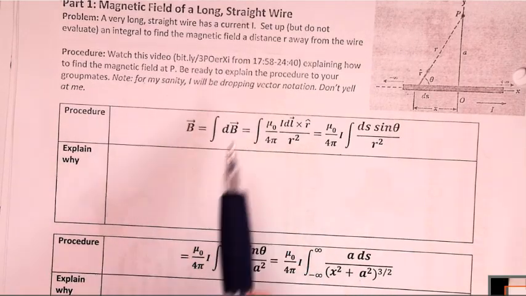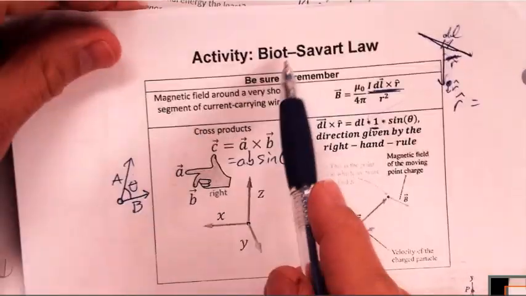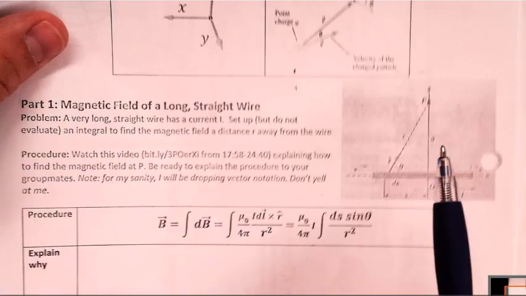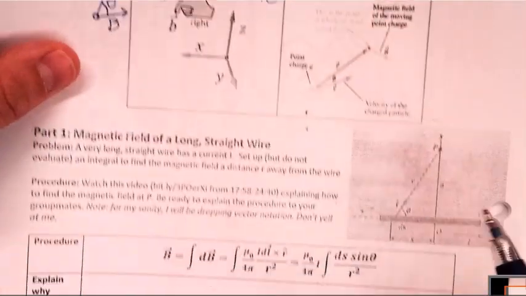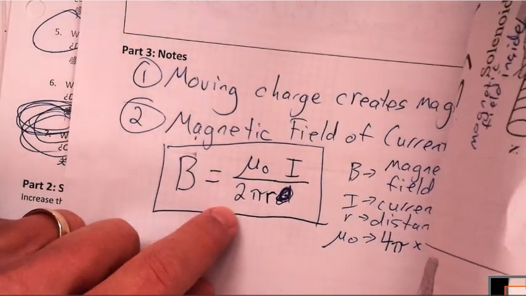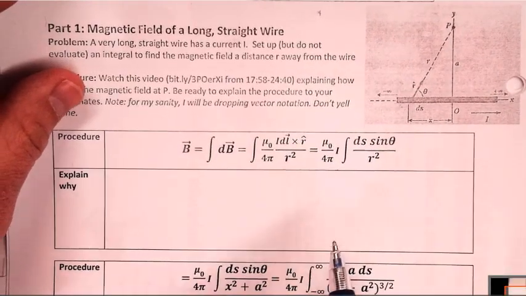In fact, you probably won't be asked to ever actually use the Biot-Savart law on the test, I think. But it's important to know where it came from, and we definitely need to know the results. To find the magnetic field of a long straight wire, which we actually know, it's mu naught I over 2 pi r. We found this experimentally. But to find it theoretically, we could use Biot-Savart law, or we can do something a lot easier.